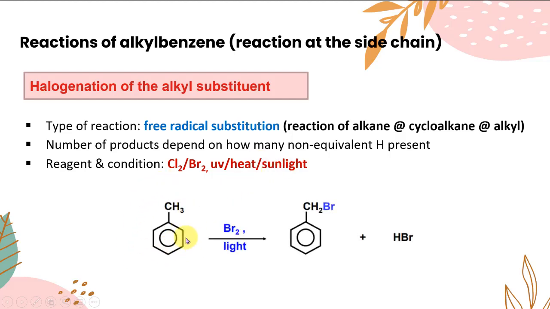So in this example, you have a toluene, so in this case you have CH3. One of the hydrogens is substituted with bromine to produce bromomethylbenzene, or another name, benzyl bromide, and a side product HBr. For these halogenations, it occurs at the side chain of our alkyl substituent.